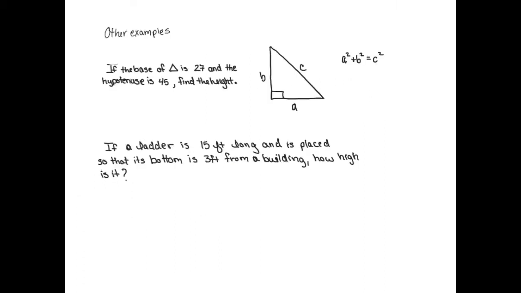Okay, so these aren't the ones that are in your book, but here are other examples where we can also set this up. So if the base of the triangle is 27 and the hypotenuse is 45, what is the height? So again, this is going to give us 27 squared plus b squared is equal to 45 squared. We subtract 27 squared from both sides. So we get b squared is equal to 45 squared minus 27 squared, which is equal to 1,296. So we're looking at b is equal to the square root of 1,296.